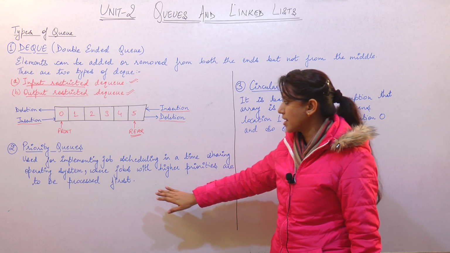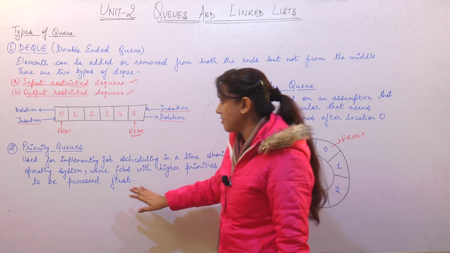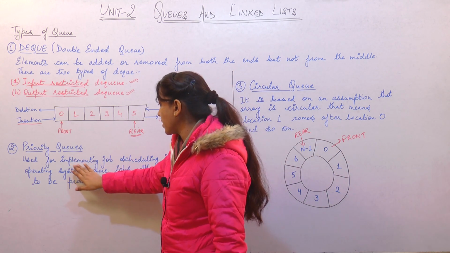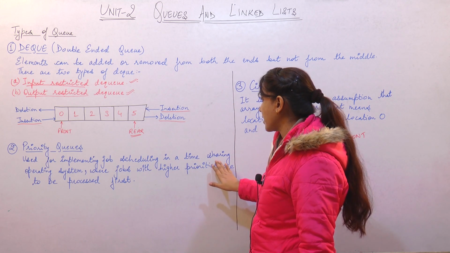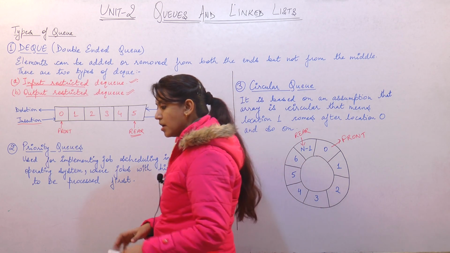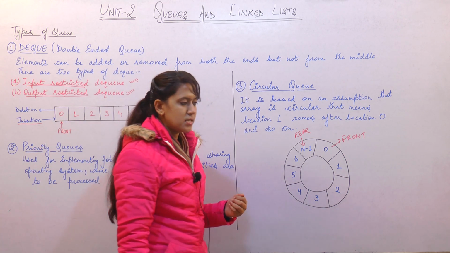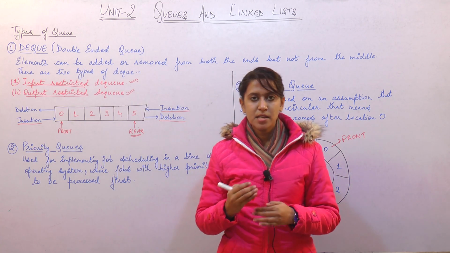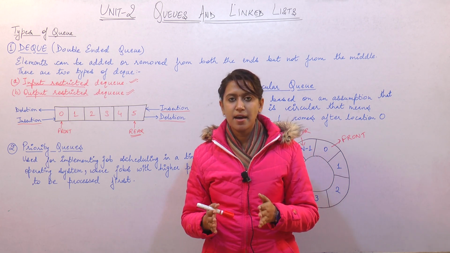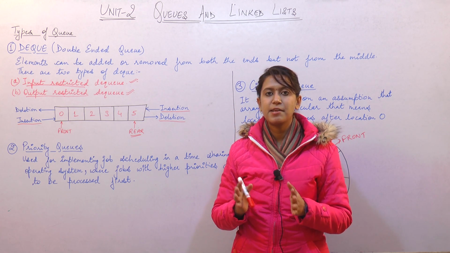That's why we are calling it priority queues, and we are using priority queues for implementing job scheduling in a time sharing operating system. Suppose that we are having a time sharing operating system, that means the operating system is performing tasks in a time sharing manner.